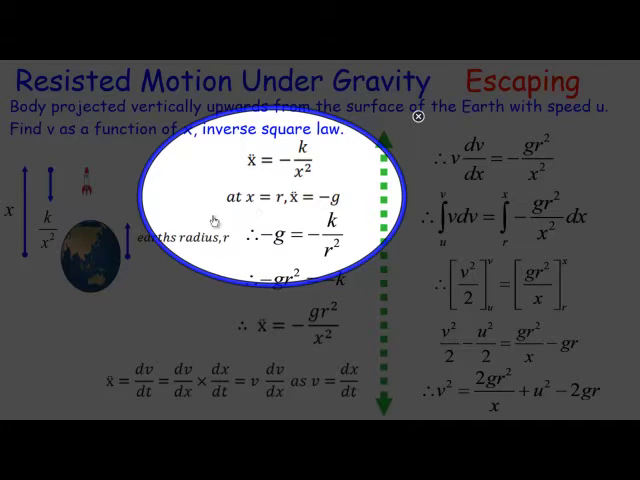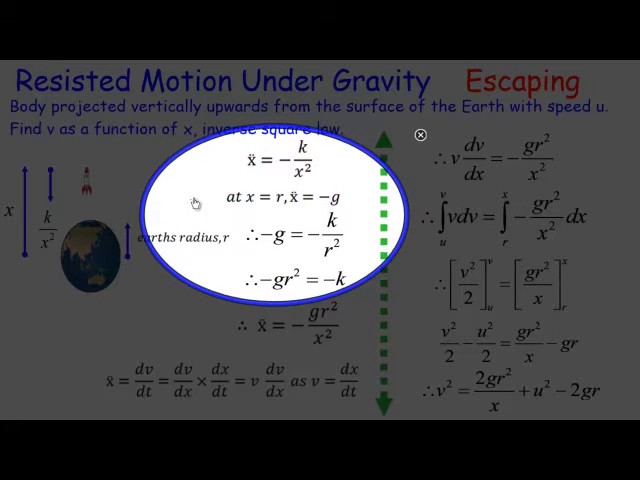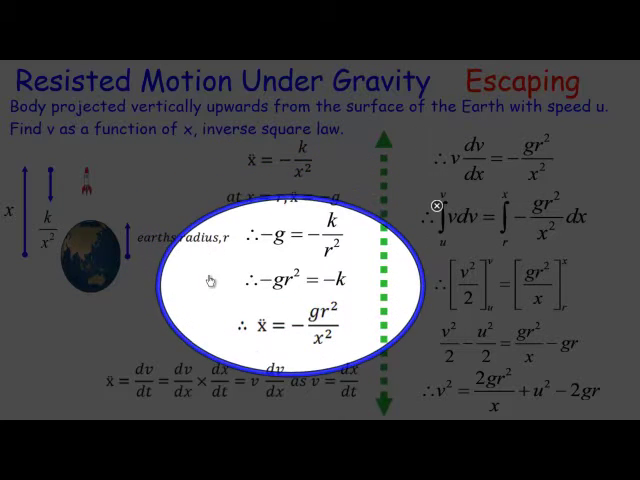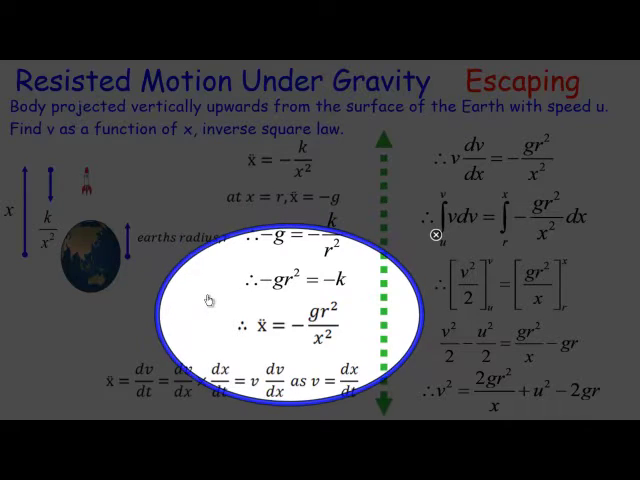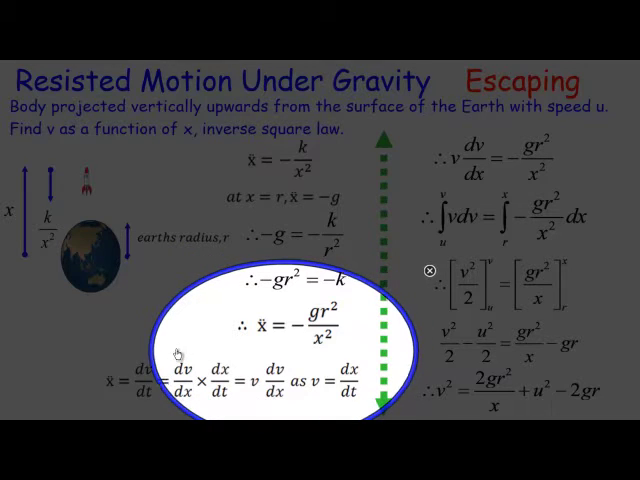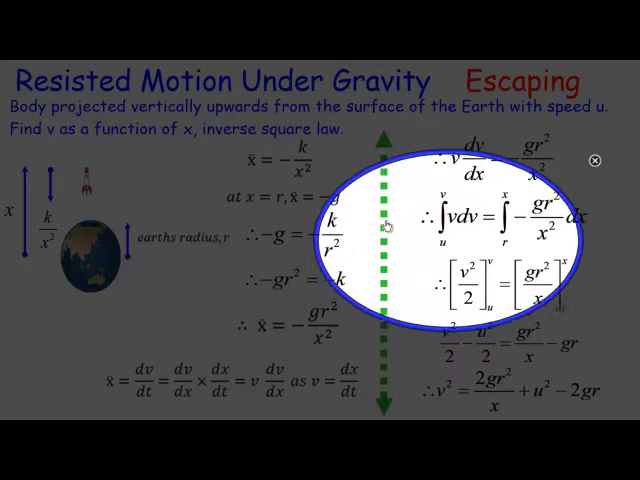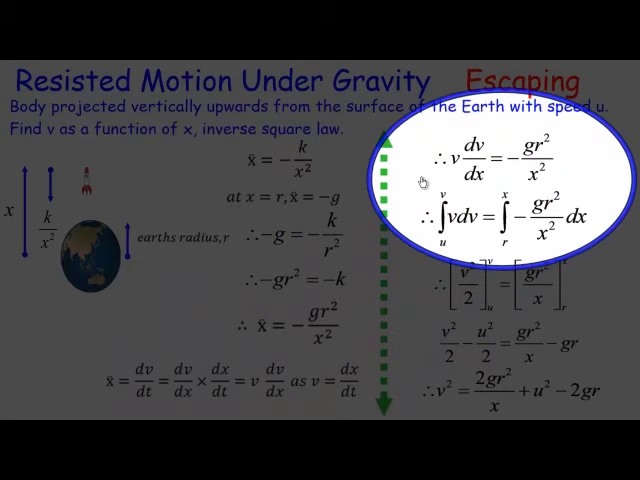And we know that at x equal to R, the radius of the Earth, we have gravity acting, minus g. And we can actually work out what k is. k is gR squared. We get the equation x double dot equals minus gR squared on x squared. And we're going to use a variant of the acceleration, you can see here v dv/dx. Now v dv/dx is equal to minus gR squared on x squared.